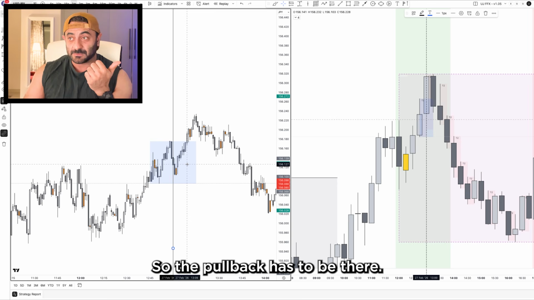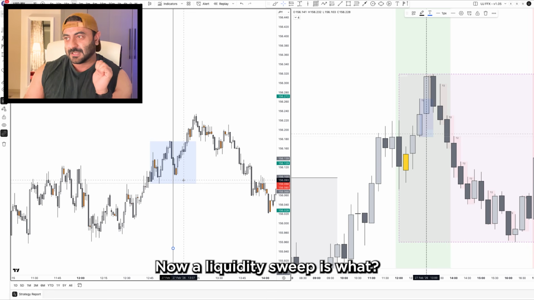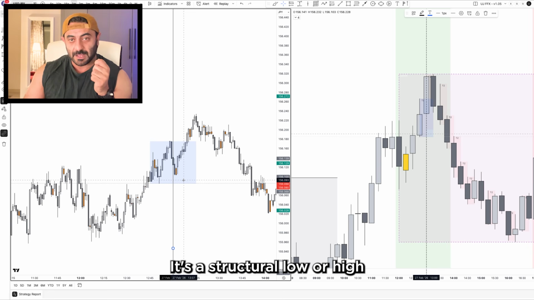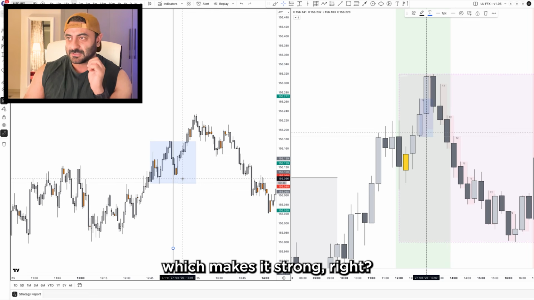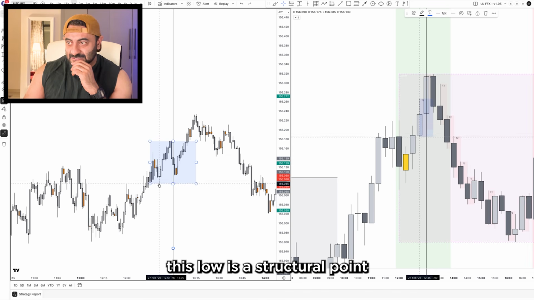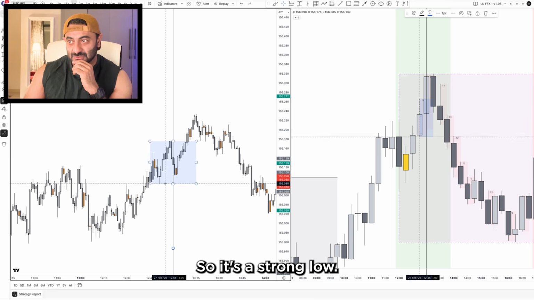So the pullback has to be there. So there's a good pullback. I need a liquidity sweep. Now, a liquidity sweep is what? It's a structural low or high that has broken a structure point, which makes it strong, right? So in this case, this low is a structural point, a fractal low that has broken this high and this high, right? So it's a strong low.